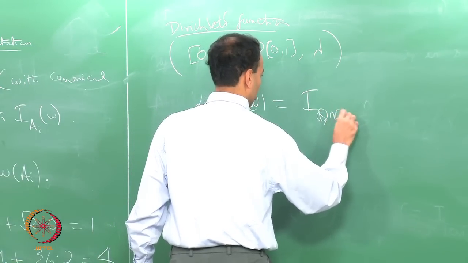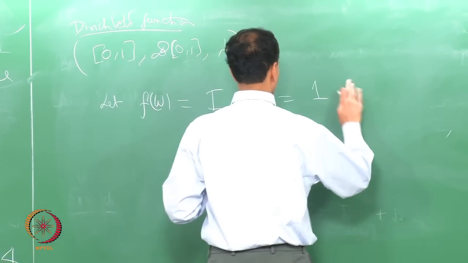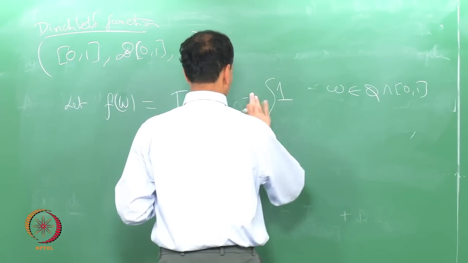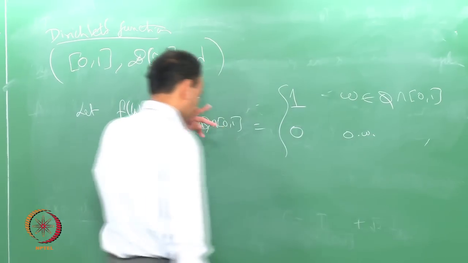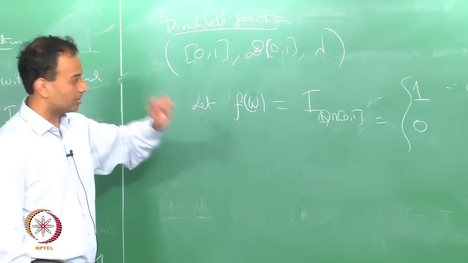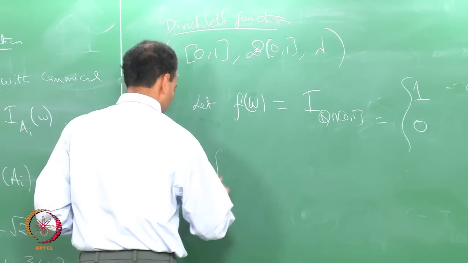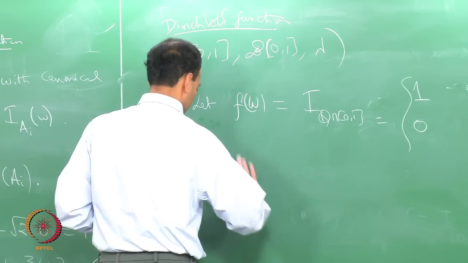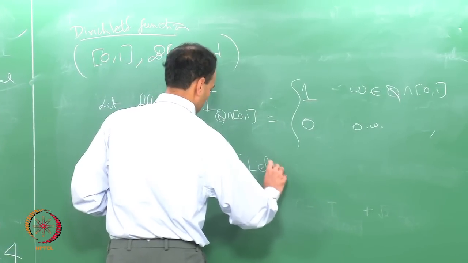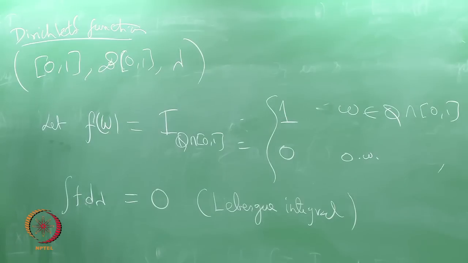Define f of omega as the indicator of Q intersection omega. So, this is equal to 1 if omega is rational and 0 otherwise. This is called Dirichlet's function. It is simply the indicator function of the rationals in 0 1. So, clearly the integral of f d lambda is equal to what? It is equal to 0, right. This is the Lebesgue integral. So, the Lebesgue integral is very trivially 0.